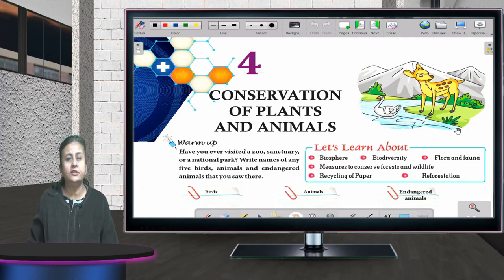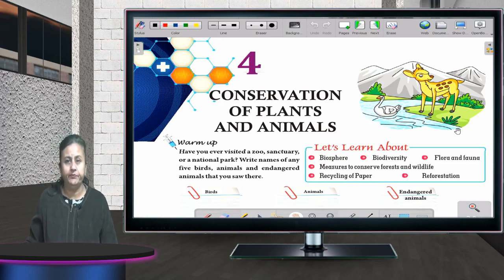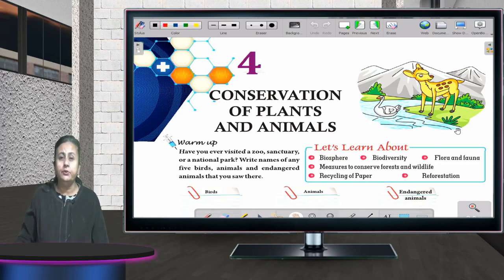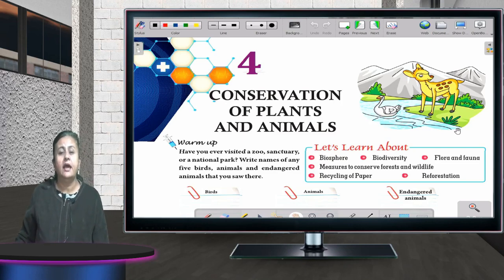So we'll start the chapter, lesson number 4, conservation of plants and animals. Okay, children, plants and animals are interdependent, and they are very important. Plants are called producers, and all animals, be it human beings, everyone, directly or indirectly, we are dependent upon plants. So how do we have to conserve plants and animals?